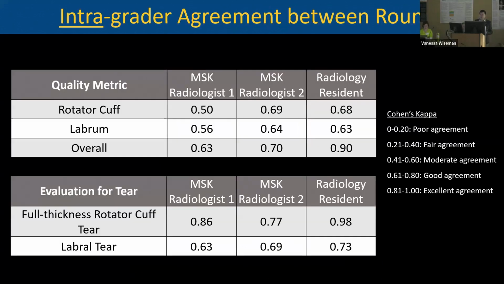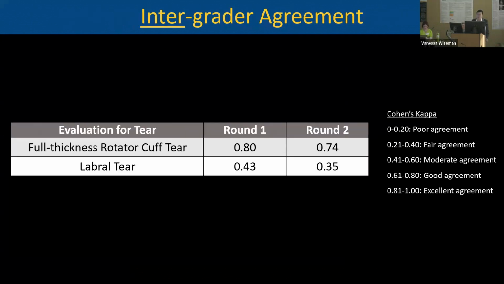So to assess the validity of our study, we looked at intra-grader agreement between rounds 1 and 2. Here we see that for our quality metrics, our Cohen's kappa values corresponded to moderate to good agreement. And for our evaluation of tear, there was good to excellent agreement.